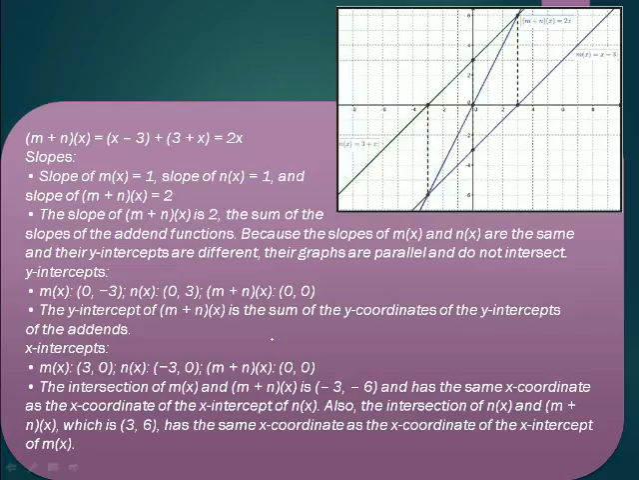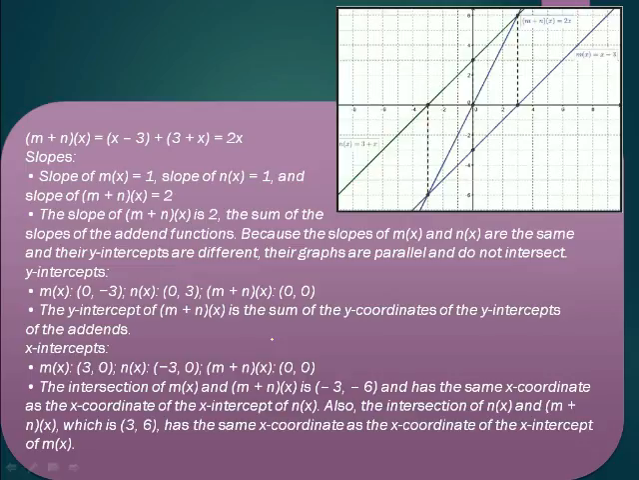Y-intercepts: m of x equals 0, negative 3, n of x equals 0, 3, and m plus n of x equals 0, 0. The y-intercept of m plus n of x is the sum of the y-coordinates of the y-intercepts of the addends. X-intercepts: m of x, 3, 0, n of x, negative 3, 0, m plus n of x, 0, 0.